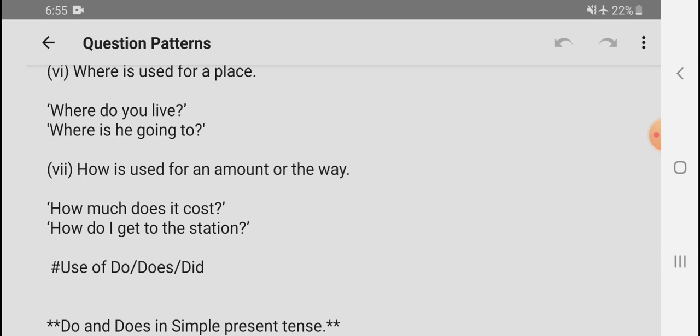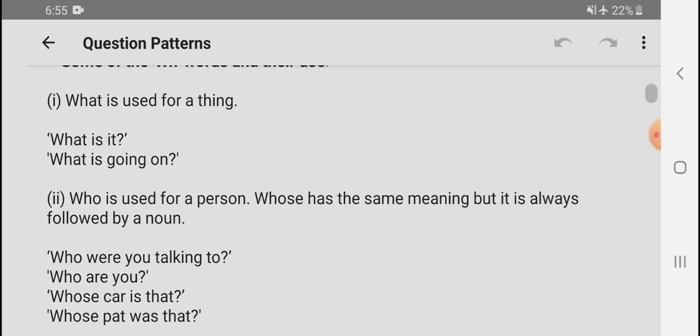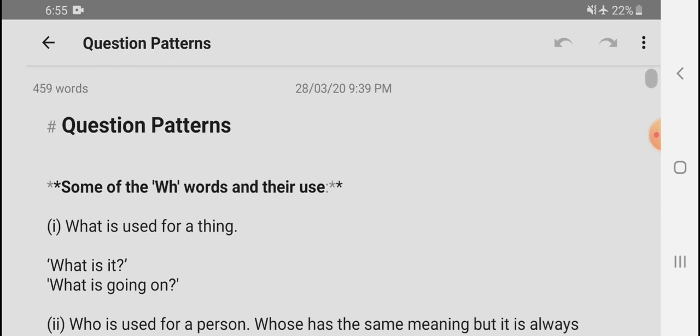How is used for an amount or the way or in which manner something was done. For an amount, you can see the example, how much does it cost? And for the manner in which way something was done, how do I get to the station? How do you go? How do you do that? In here you can see you have 7 WH question words और उसके इस्तेमाल मैंने यहाँ पर बताए.